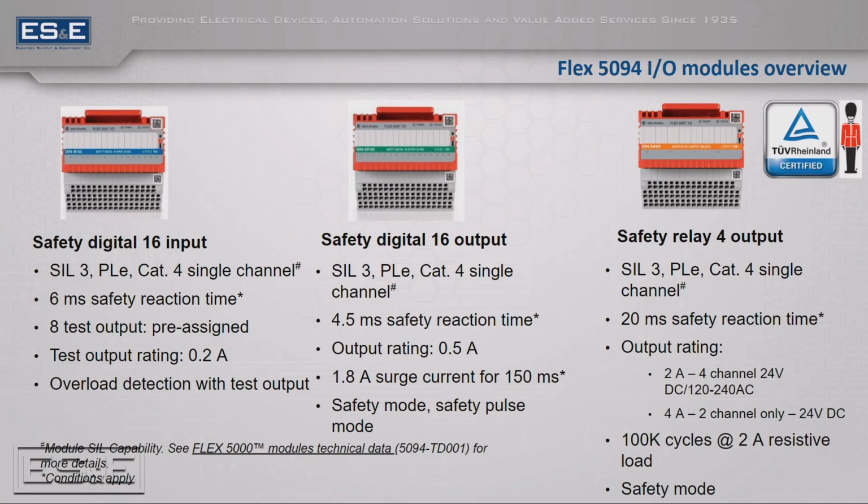If you do need a little bit more current draw, you can set up the 4 relay into a 2-channel only configuration, which will boost your current rating up to 4 amps, but it only works with the 24 volt DC at that 4 amps. You lose the 120 volt AC capability.